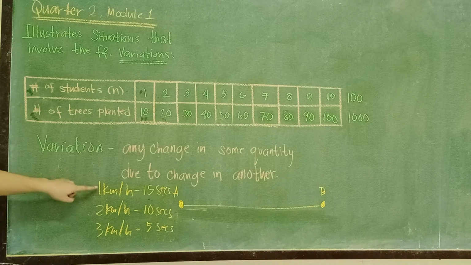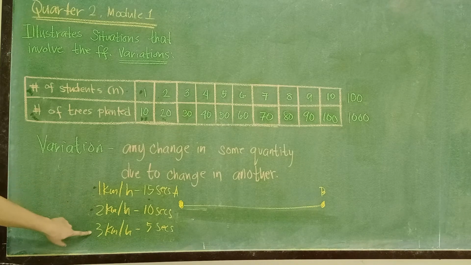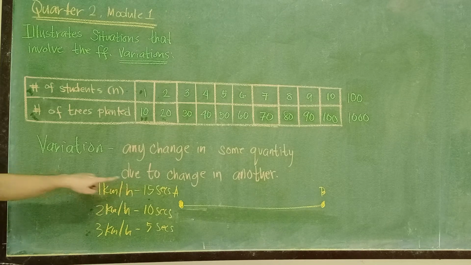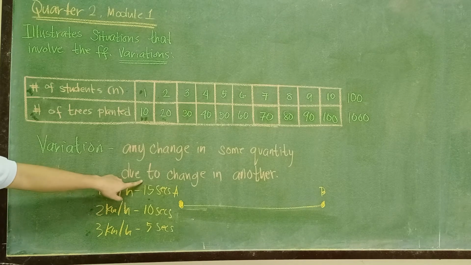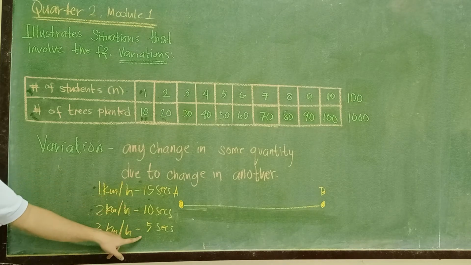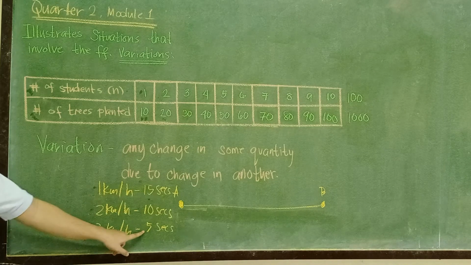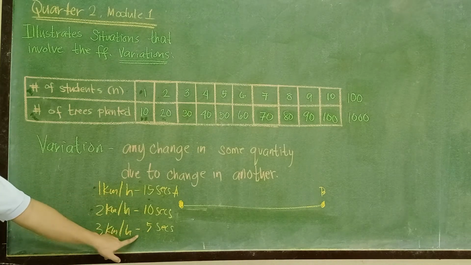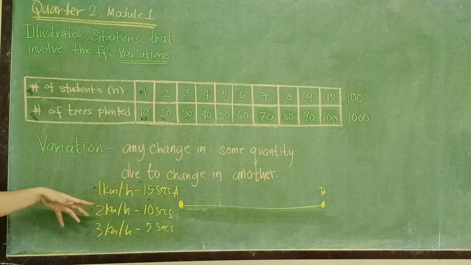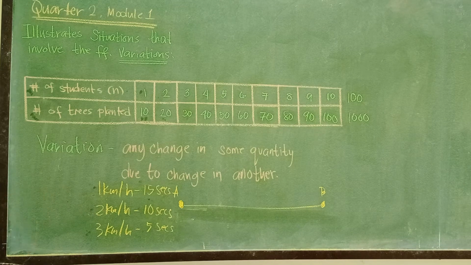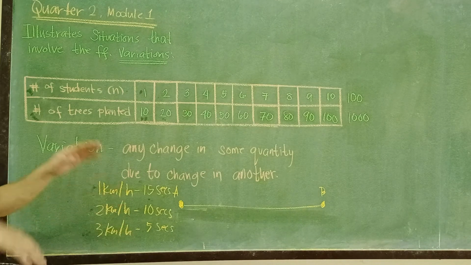So from 1 kilometer, 2 kilometers, 3 kilometers, pataas ng pataas yung speed mo, yung time mo from 15 seconds, naging 10 seconds, tapos 5 seconds. Pababa naman yung number dito. Dito pataas, dito pababa yung number. So this is an example of inverse variation. Tumataas yung value dun sa isa, dun sa kabila, bumababa naman, baliktaran.